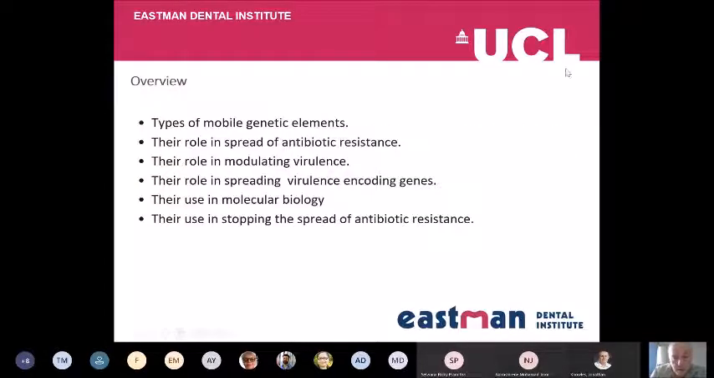Just to give you an overview of what I'm going to talk about in this talk, I'm going to discuss the various types of mobile genetic elements. I'm going to talk a little bit about their role in the spread of antibiotic resistance and their role in modulating and spreading virulence genes. And then I'm going to end the talk by talking a little bit about how they've been used extensively in molecular biology, and some new work that we're doing to try and use them in stopping the spread of antibiotic resistance.